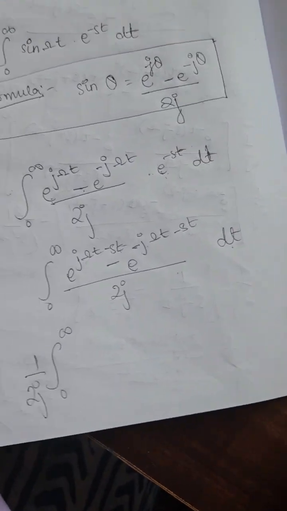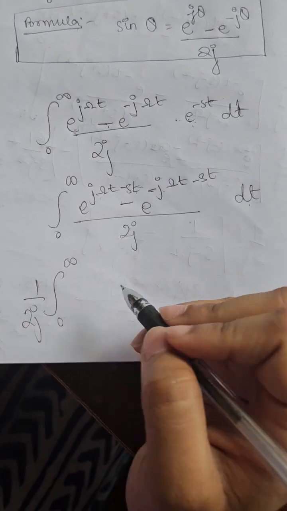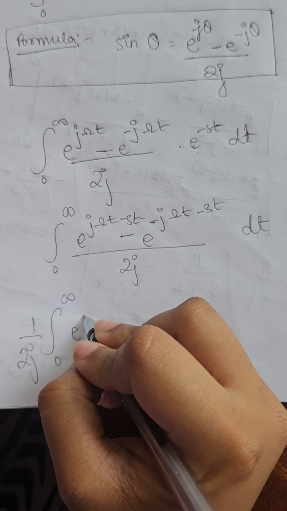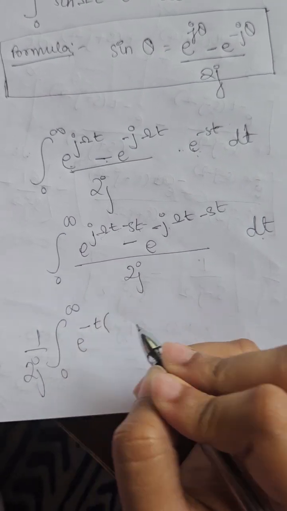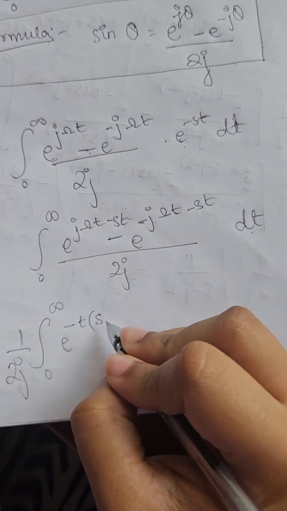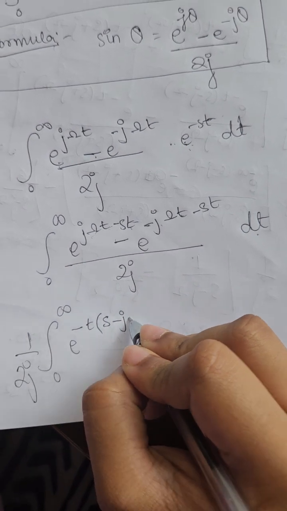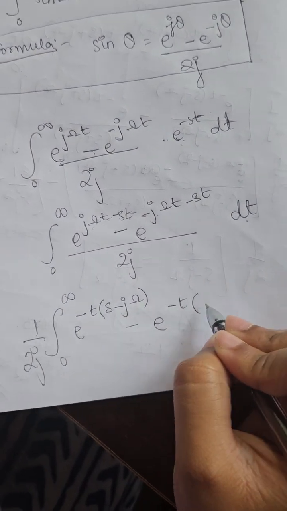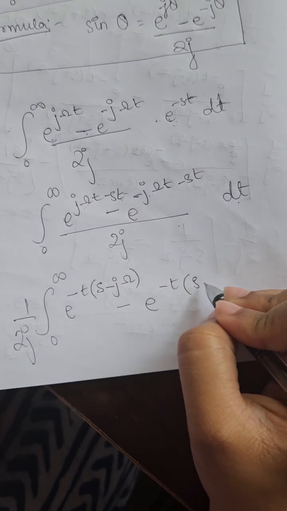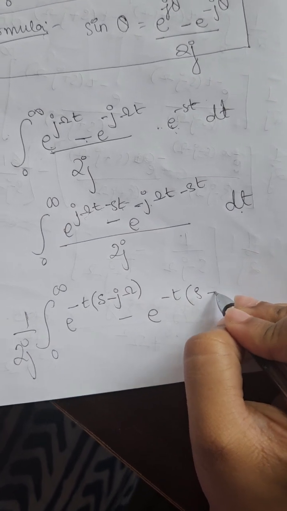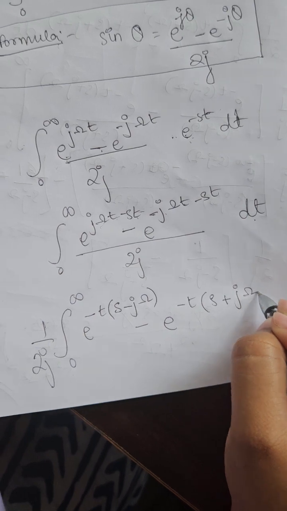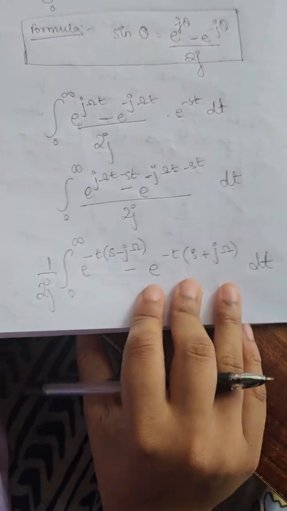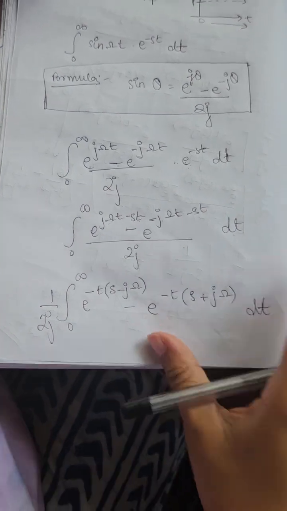Okay, so from here we can see my answer will be e raised to, I'm going to take say minus t out. That way I'm left with s minus j omega here, minus e raised to, again minus t out, s plus j omega. And that's how you do it till here. So just integrate it. It's pretty simple.